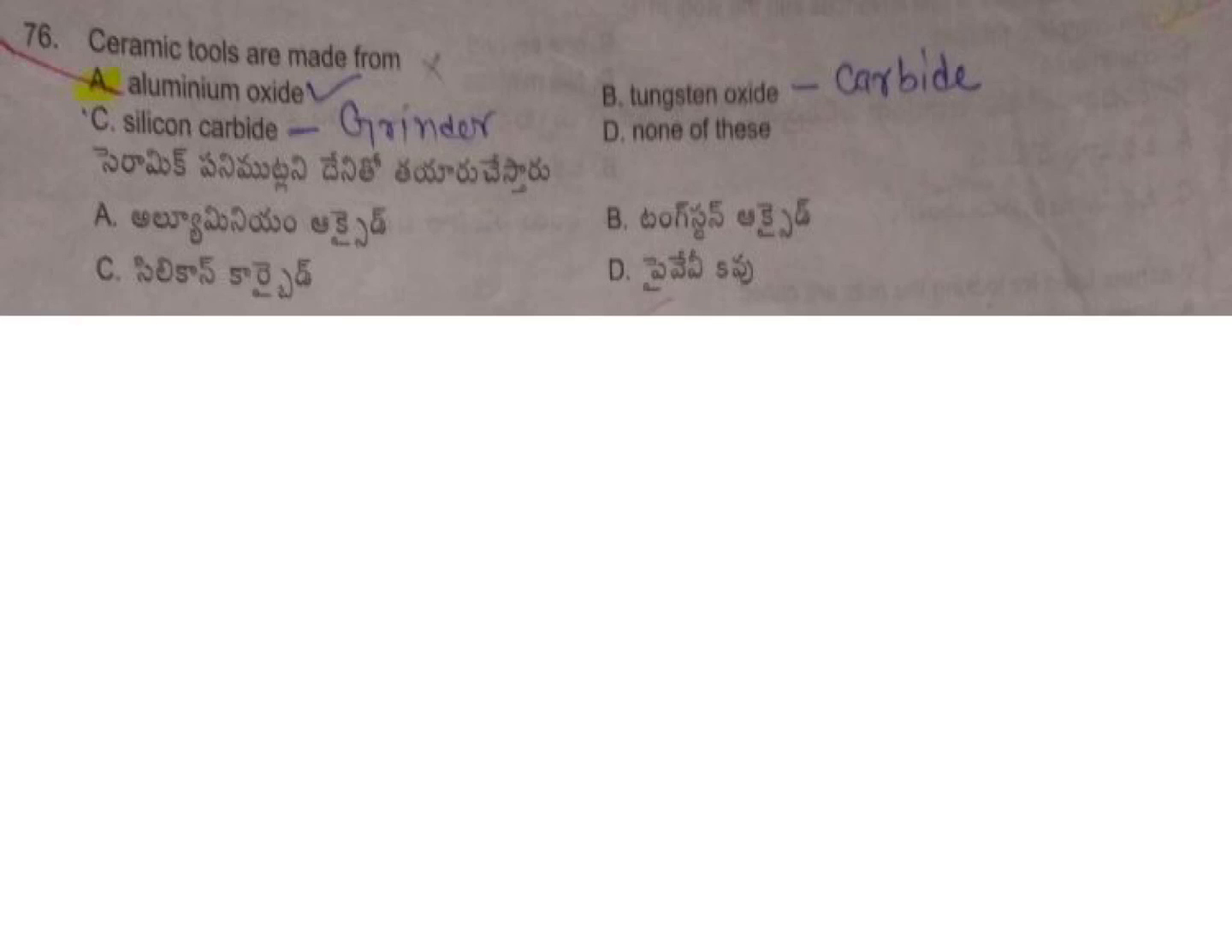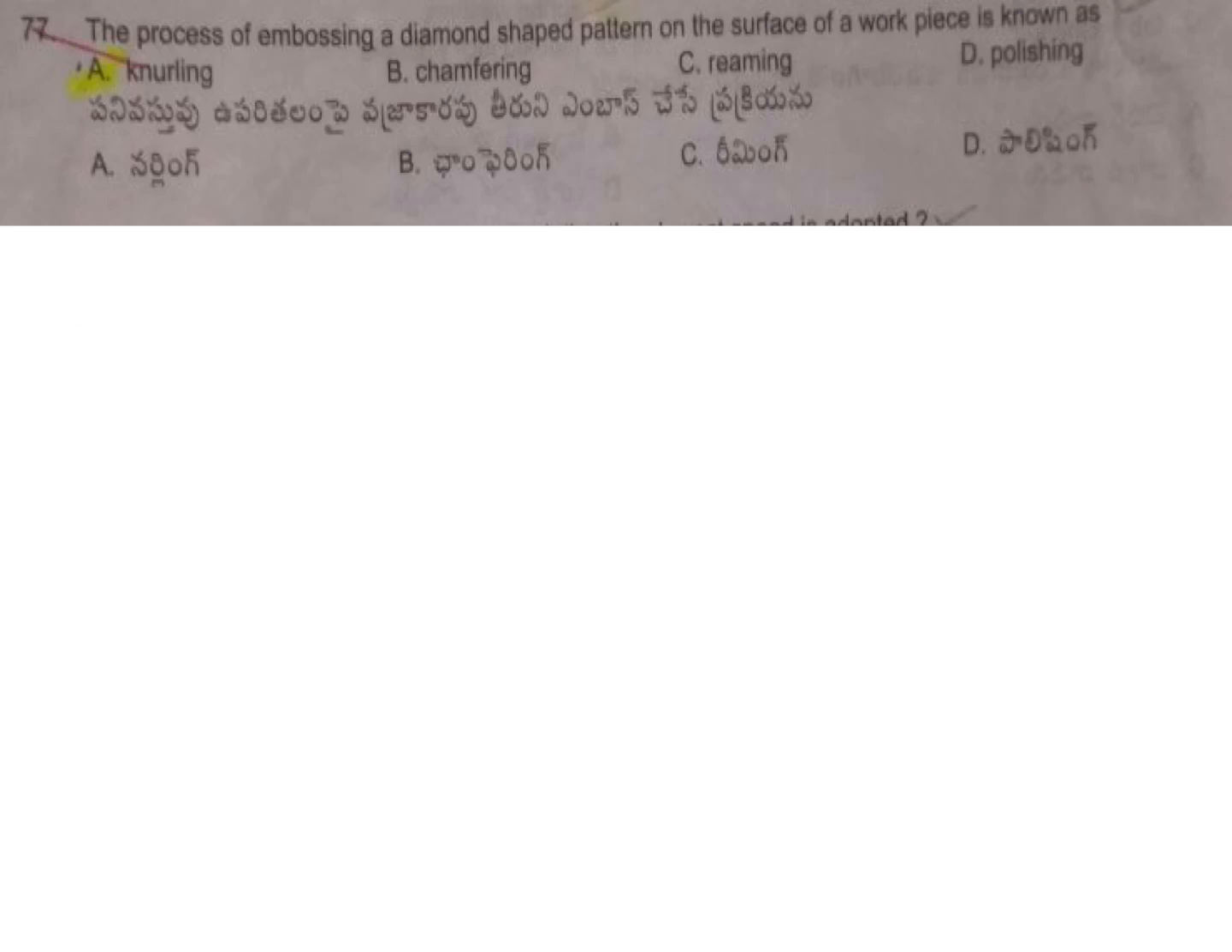Question 77. The process of embossing a diamond shaped pattern on the surface of a workpiece is known as A. knurling, B. chamfering, C. reaming, D. polishing. A is the answer, knurling. This is also a very important question.